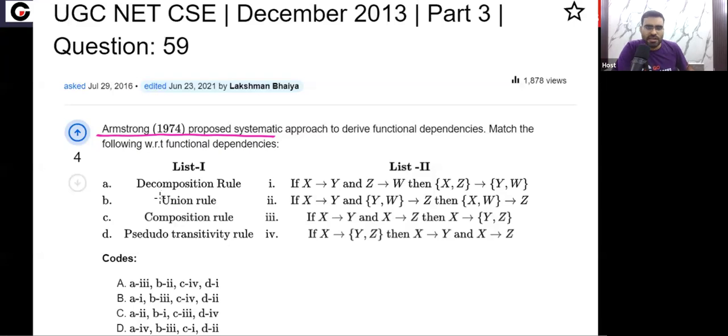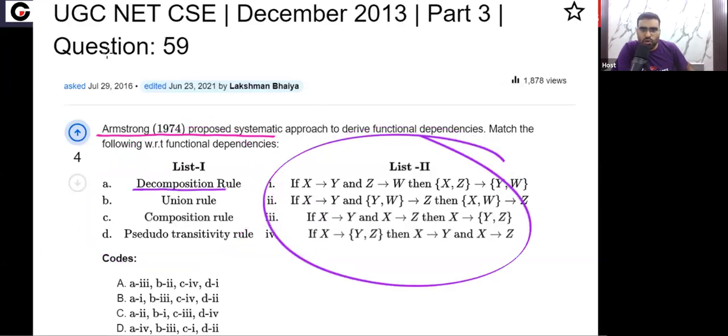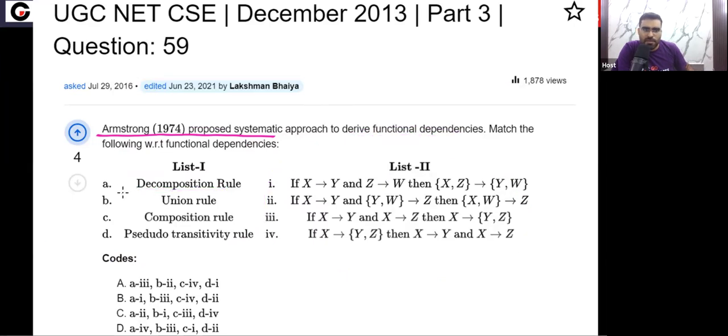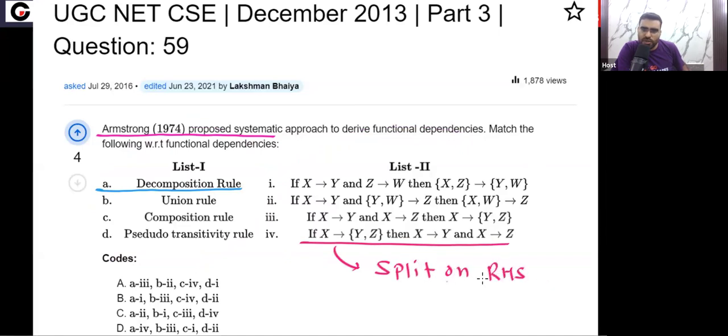Anyway, if you are attempting the UGC NET exam, how will you solve this question? You can solve it if you can guess the name of any of these rules. For example, decomposition. Tell me which rule looks like decomposition. Very simple question. Look at list two, look at all of them and tell me which of them looks like decomposition. You can see this is looking like decomposition. This is your split on RHS. We can split on the RHS, right? Yes or no? This is your split on RHS rule.